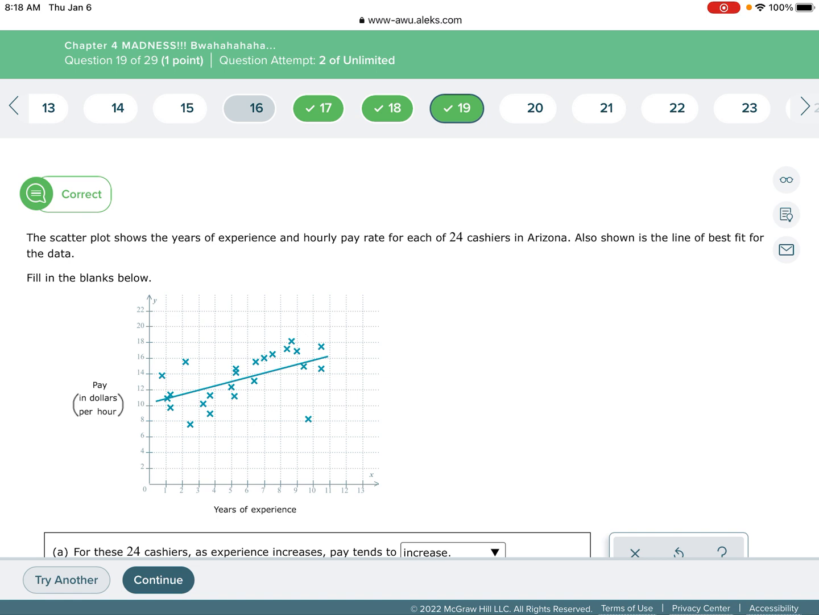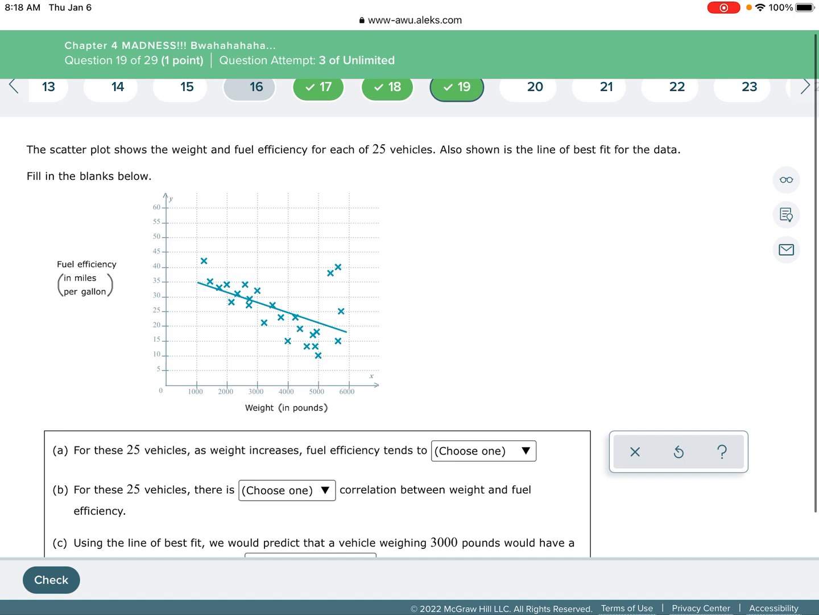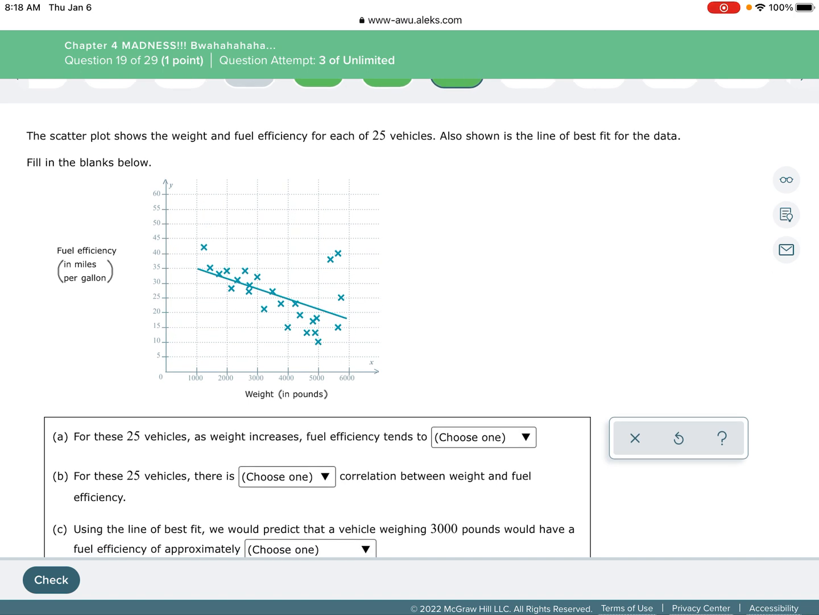Let's try one more and see if they give us one with a negative slope. Oh, here we go. This is what I was hoping. This one is the same deal. The only difference is now the line is going down from left to right. So right away, we know that we have a negative correlation. So let's go to letter B and select negative correlation. What that means is as the weight in pounds of this vehicle goes up, your fuel efficiency goes down, which in math words means it decreases.